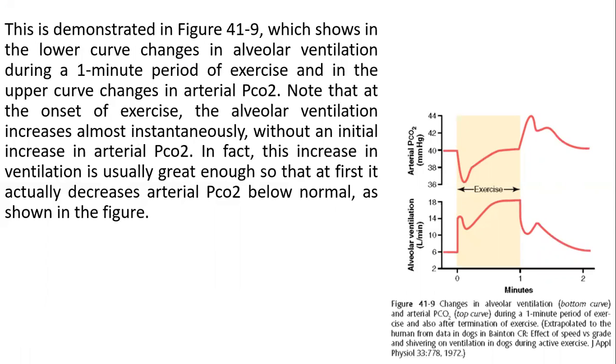This is important. At the beginning of exercise, the ventilation increases a lot even though the PCO2 is normal. In fact, this increase in ventilation is usually great enough so that at its best it actually decreases arterial PCO2 below normal, as shown in the figure.